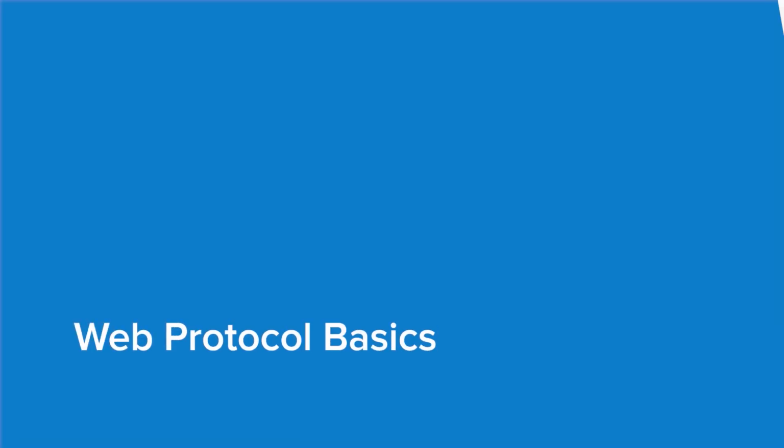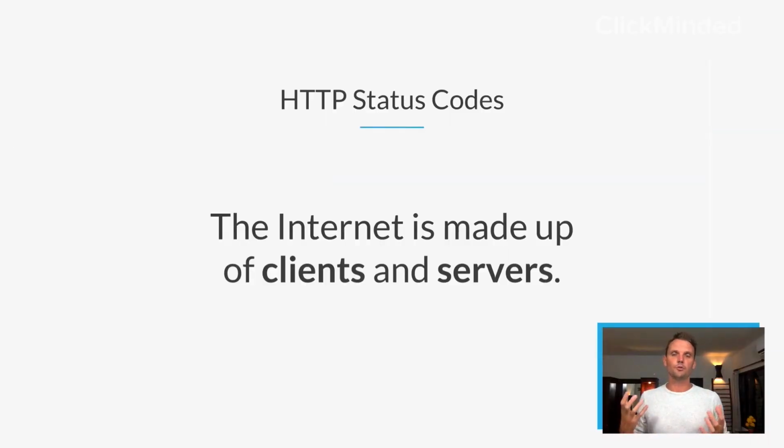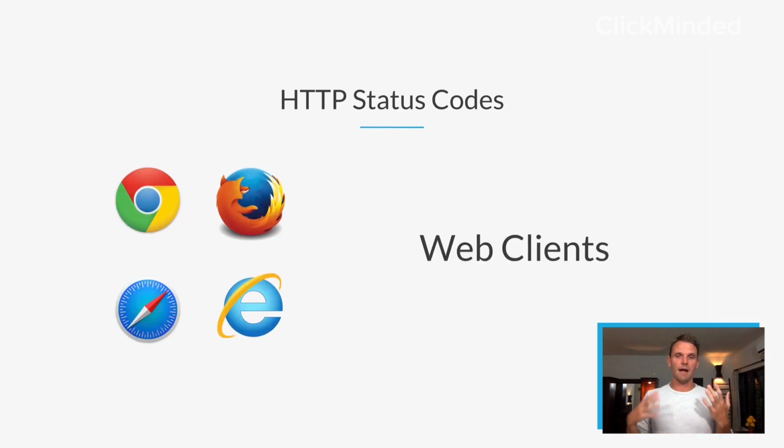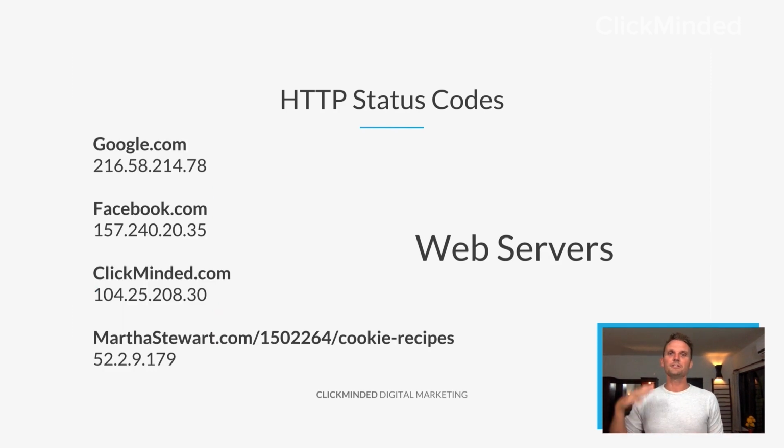So before we dive into the 401 status code, I want to talk a little bit about web protocol basics and kind of how they make up the internet and how some of that stuff works. The internet is made up really of two core things, and that's clients and servers, right? So you have clients, web clients, that's your browser, right? Maybe it's Chrome, maybe it's Firefox, maybe it's Safari. If you're a godforsaken human being, maybe it's Internet Explorer. But you're usually accessing the internet through one of these clients, right?